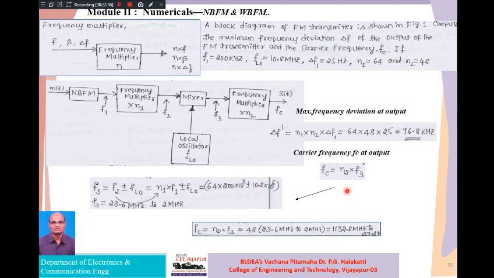So if you substitute these two values, you will be getting the two carrier frequencies at the output, based on the two values of F3, that is FC equal to N2 times F3. Similarly, you will be getting two carrier frequencies. One is 1.13 megahertz, another one is 47.2, some kilo or mega, you can check there.